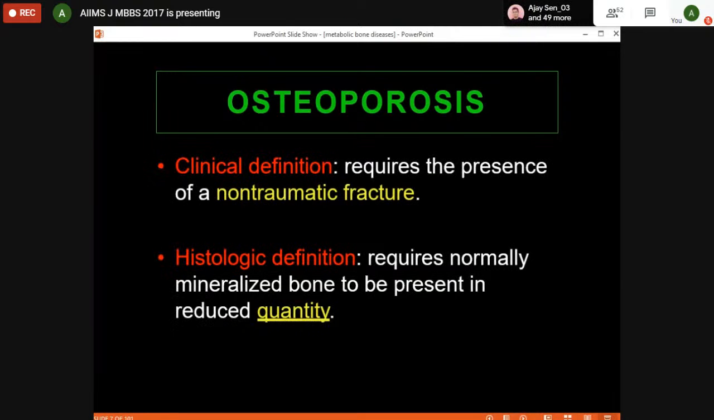In the clinical definition, osteoporosis requires the presence of a non-traumatic fracture, but in the histologic definition, it requires a reduced quantity of mineralized bone. So there is a difference between these two definitions. In the clinical definition, there should be a non-traumatic fracture, and the histologic definition shows that there is a decreased quantity of mineralized bone.